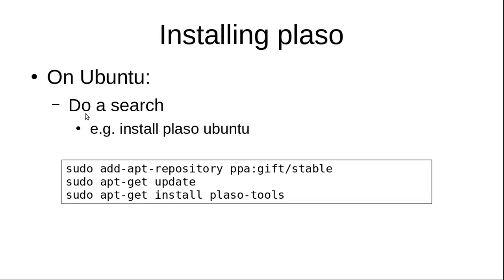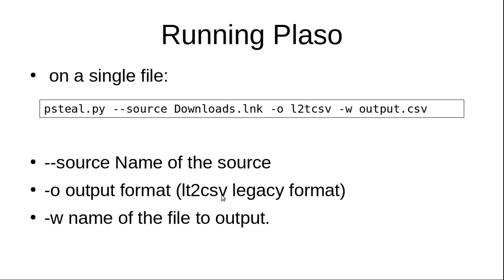On Ubuntu, you can do a search, install plaso Ubuntu, and you'll come up with these 3 lines. This can do everything. It installs plaso. Unfortunately, installing Elasticsearch and Kibana is not quite so easy, but you can start off plaso relatively easy.